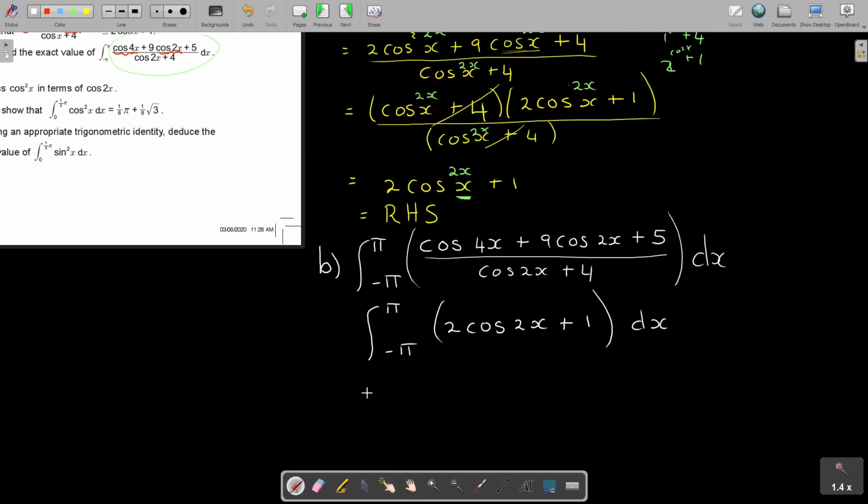Okay, and now I'm going to integrate. So if I'm going to integrate, I'm going to get the following. So it's going to be 2, and then it's going to be multiply, this is integration, a half, and then it's going to be sin 2x plus x. And that's going to be 2 pi and negative pi.